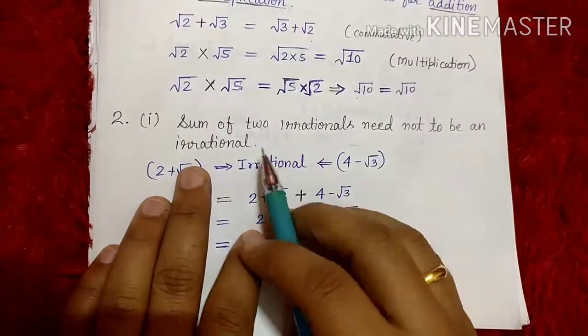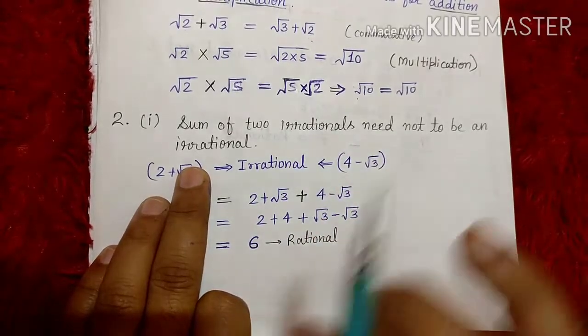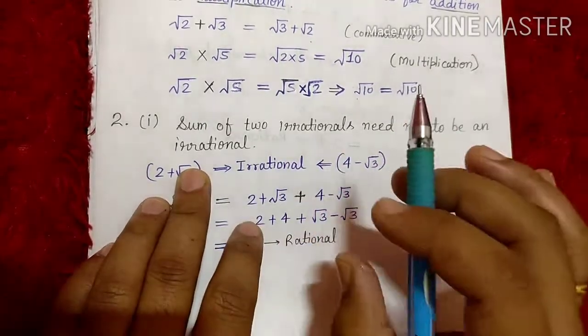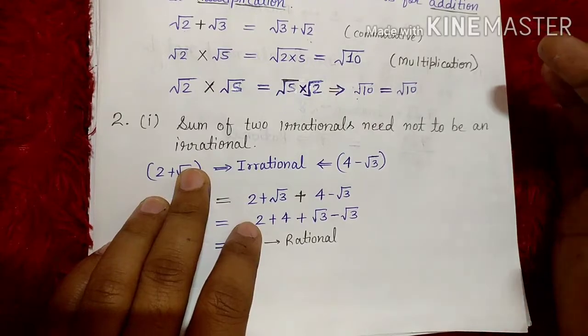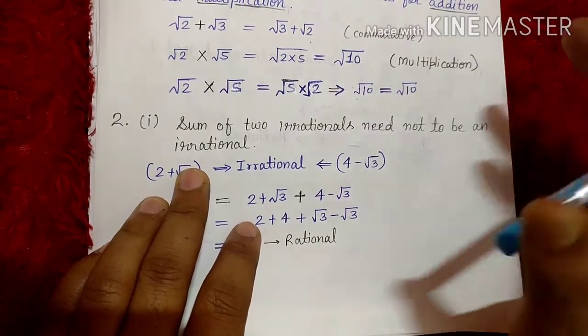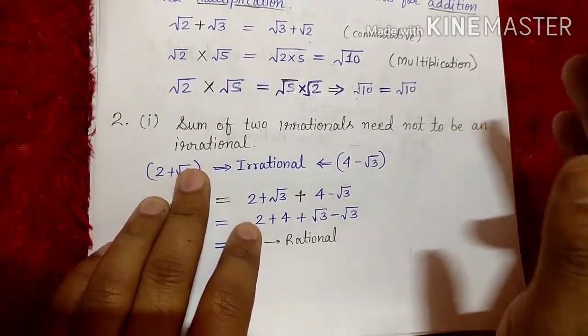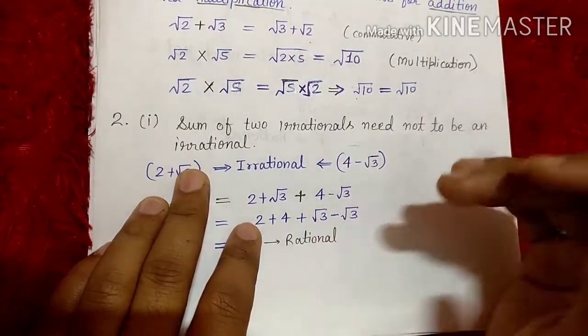Then comes the second property: the sum of two irrational numbers need not be irrational. It is not necessary that whenever we add two irrational numbers, the answer will always be irrational. No, it is not like that. Sometimes it can come rational also. How? Just look here.